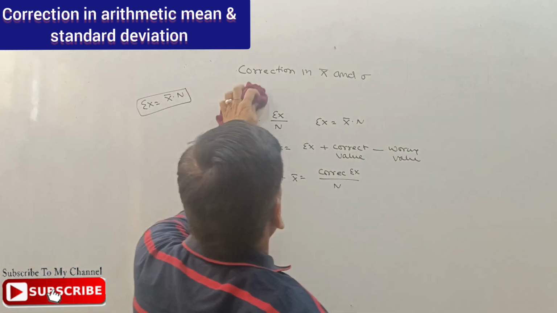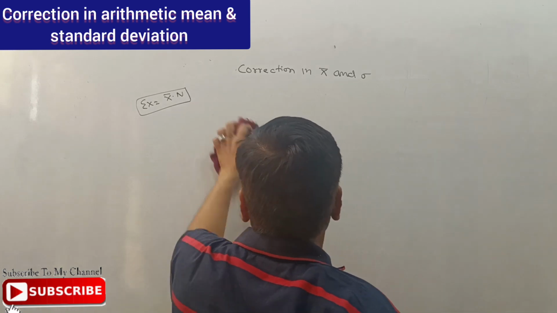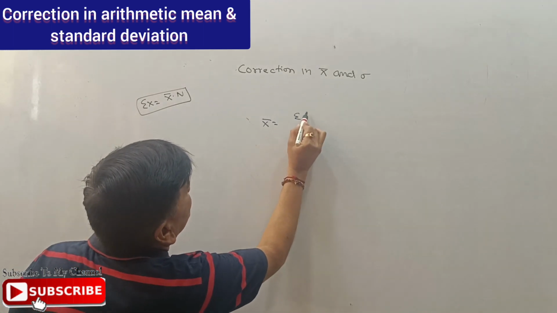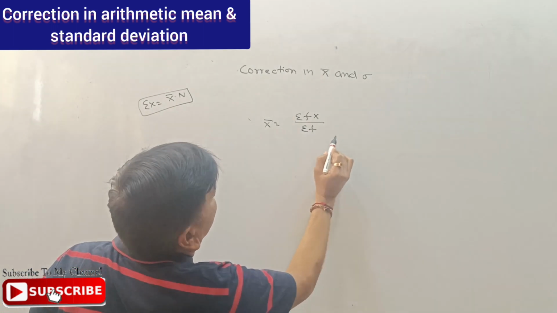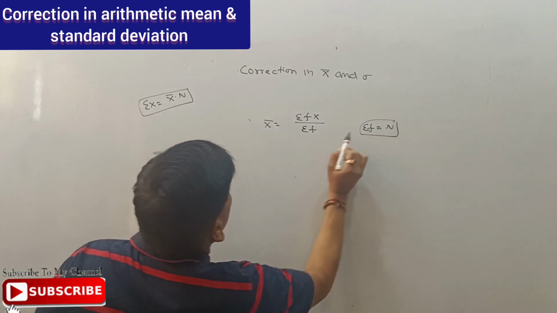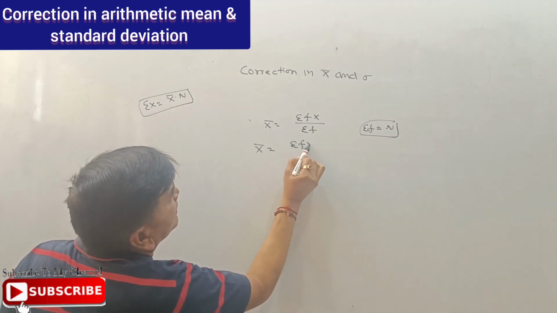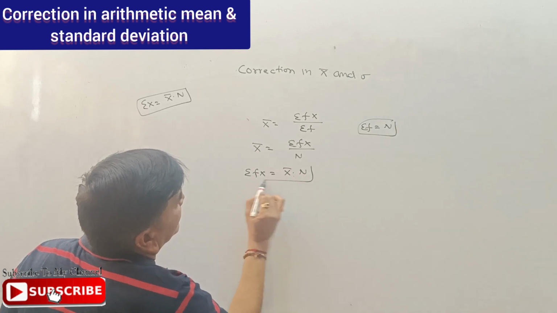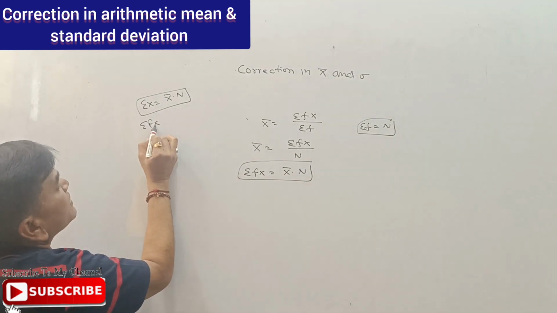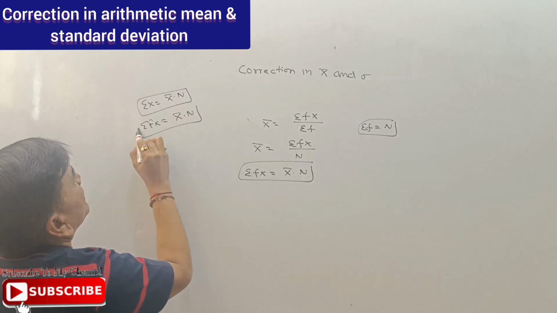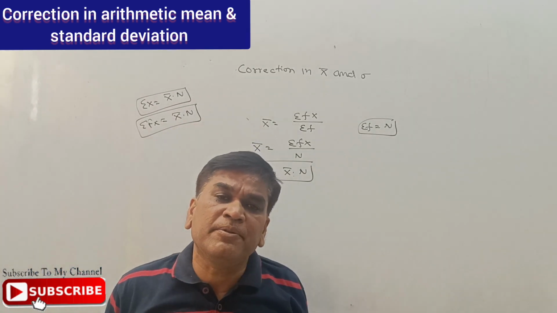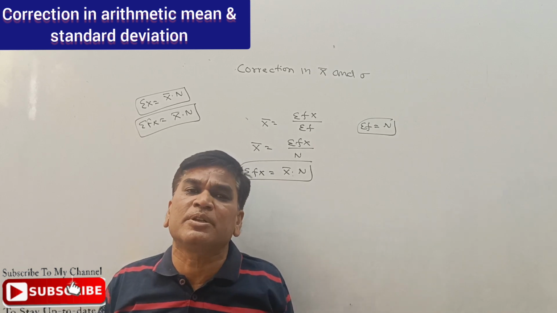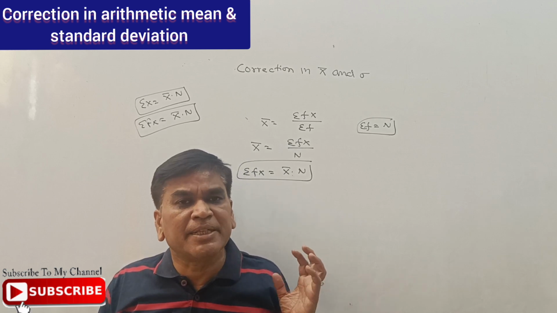Suppose we have the frequency. So, x bar is sigma fx divided by sigma f, which is equal to n. So, x bar is equal to sigma fx divided by n. Sigma fx is equal to x bar multiplied by n. So, sigma fx is also x bar multiplied by n. If we have made any mistake, then our standard deviation will also be wrong. Then we have to correct our standard deviation also.